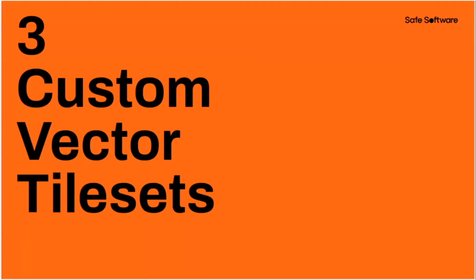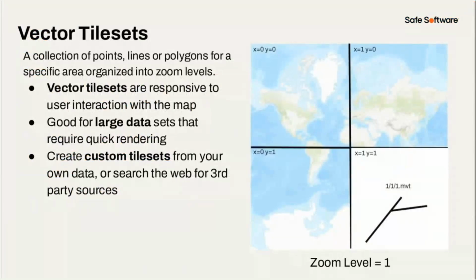Great, thanks, Donald. Let's talk about custom vector tilesets. So vector tilesets are collections of points, lines, and polygons organized into zoom levels. You'll see more detail when zoomed in and a coarser view when zoomed out. They're really responsive and adapt instantly to user interaction with the map, making for a smooth and intuitive experience.